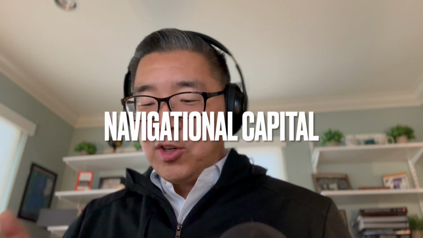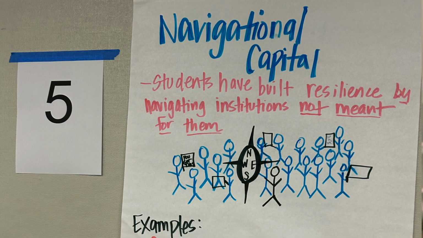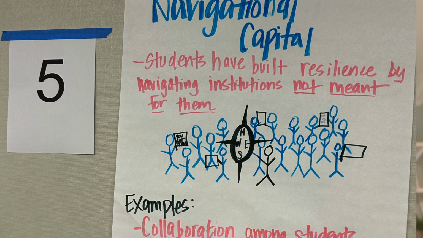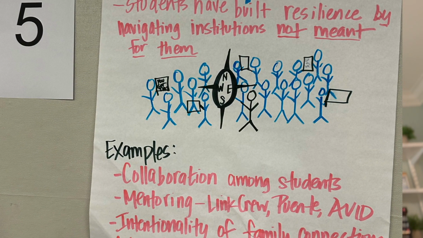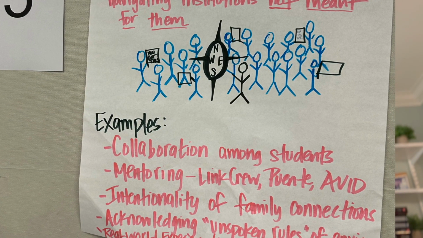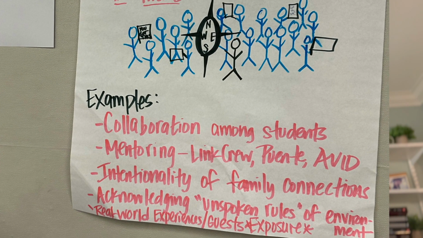There's also number 5, navigational capital. Navigational capital is the student's ability to navigate through social institutions. And so they might have learned how to do that. So even though the social environments may not have been supportive, they've learned how to overcome adversity. So they have a very strong amount of resilience to know how to overcome challenging spaces. So that would be called navigational capital.